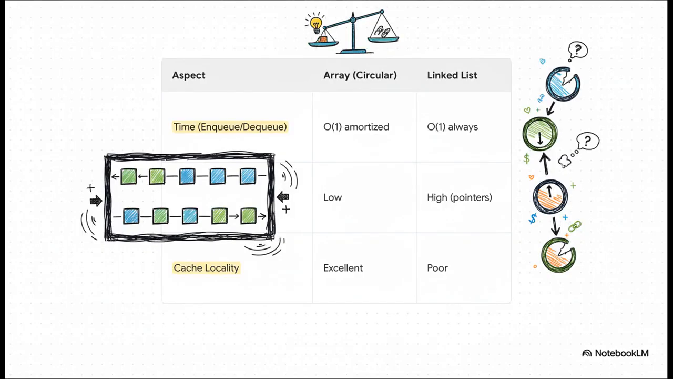So how do they really stack up? Well, they're both incredibly fast at their main job of adding and removing things. But the array often gets a little performance bump because all its data is stored together, which computer processors really like. The linked list needs a tiny bit more memory for each item to store those links in the chain, but its killer feature is that flexibility. It can grow as big as you need it to be.